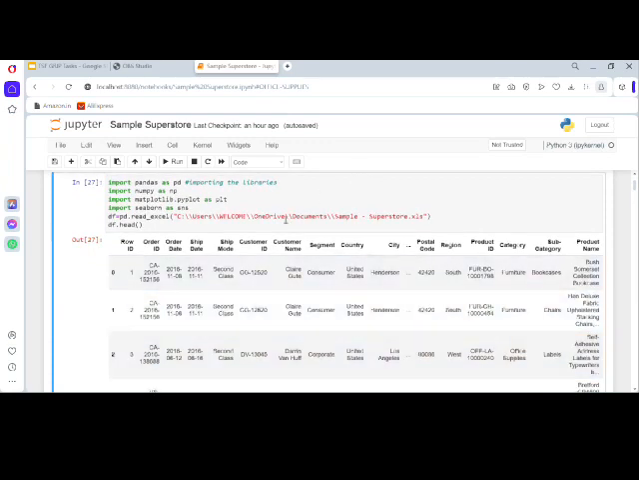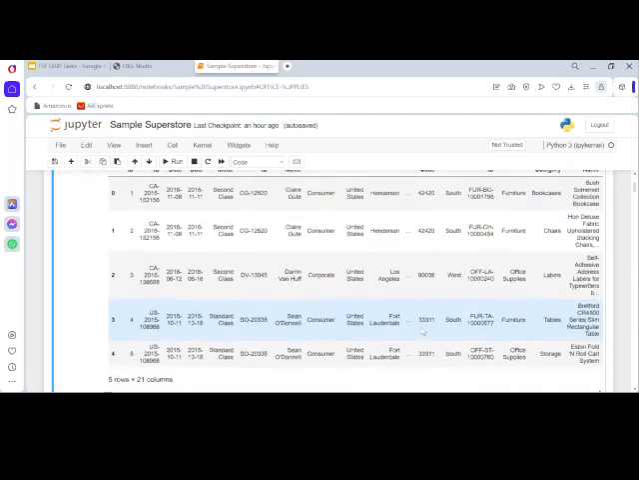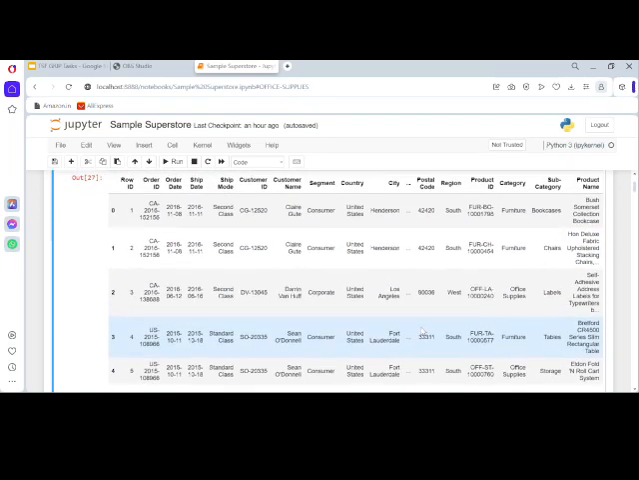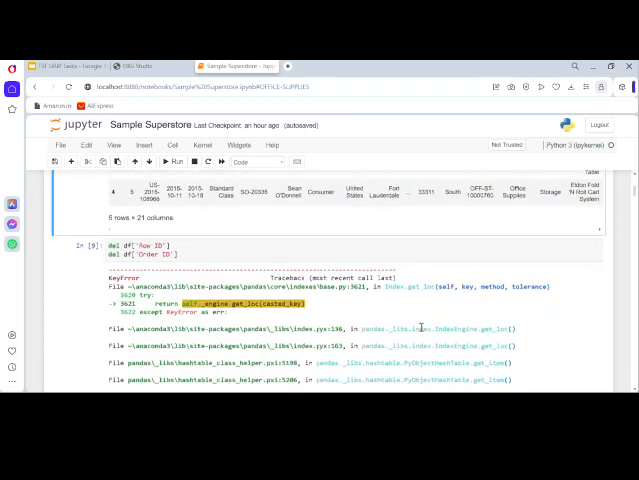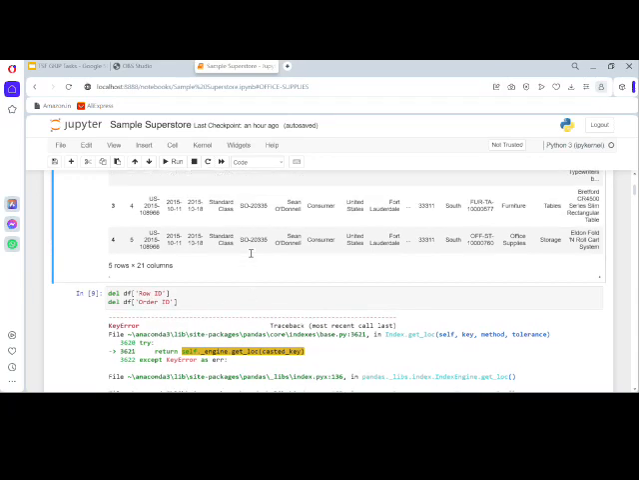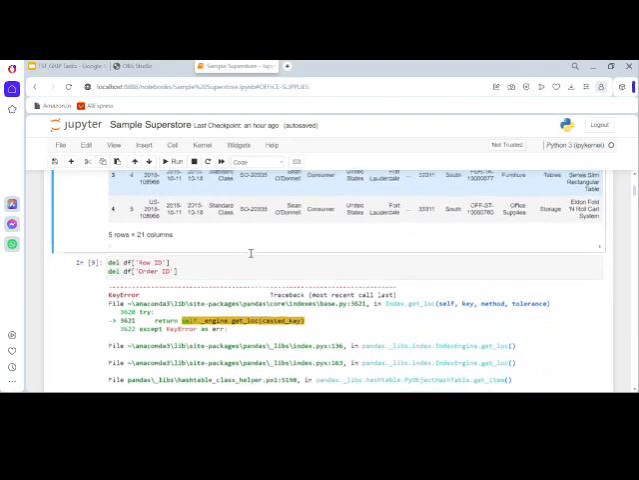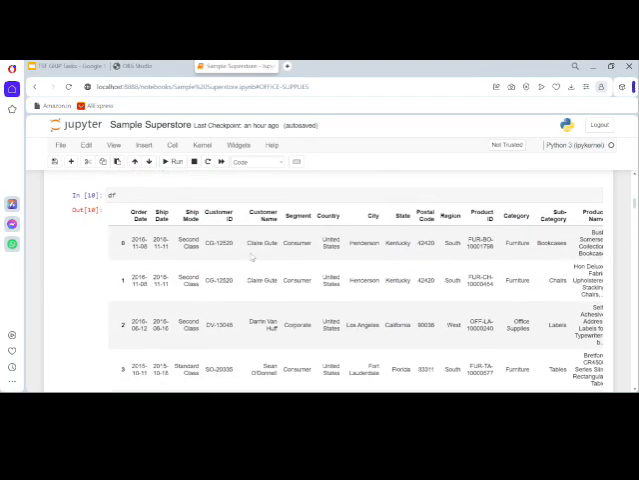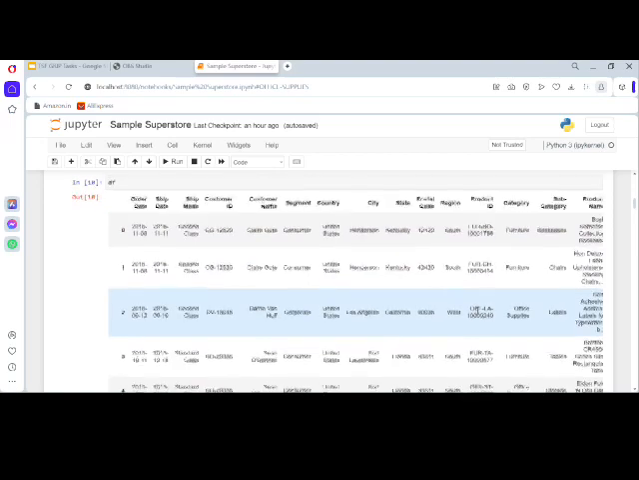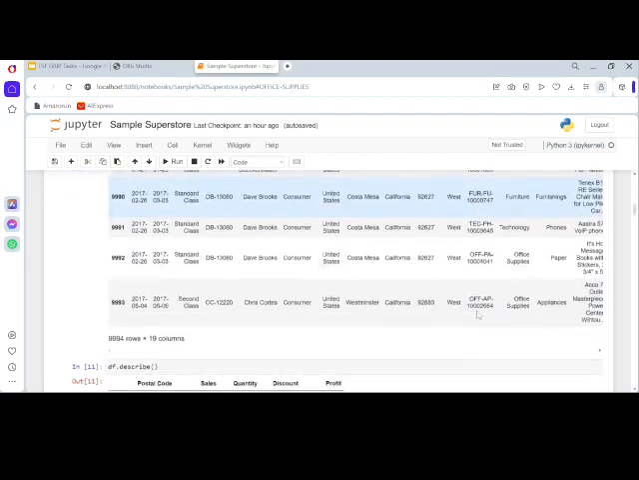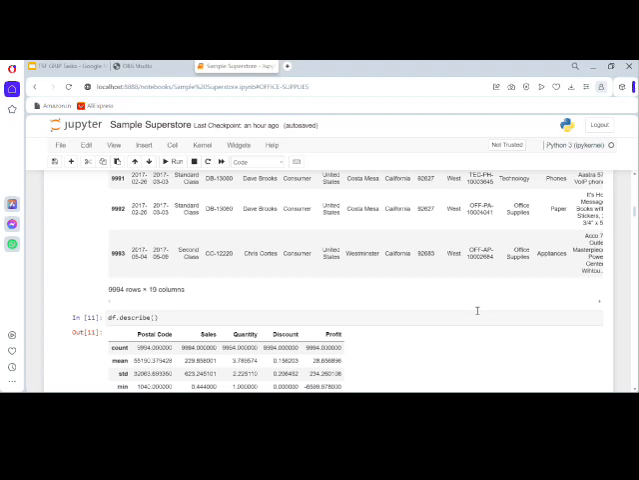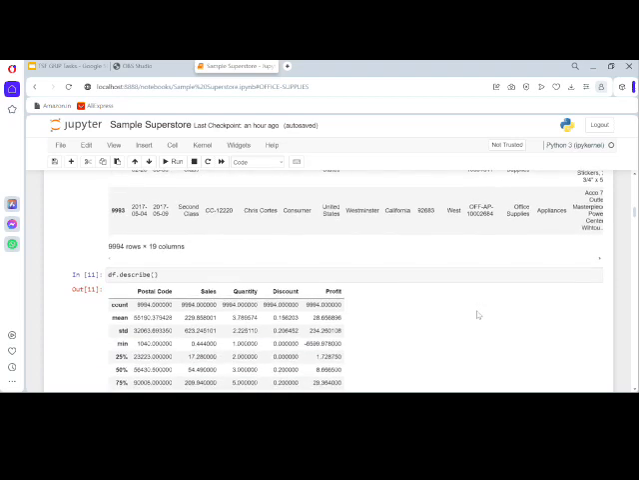So first we have imported the libraries such as Pandas, NumPy, Seaborn and imported the data set here. These are the top five rows of the data set. We removed two columns, Row ID and Order ID, since they were of no use in the analysis. Now this is our data set without those two columns. Our data set has 9,994 rows and 19 columns.